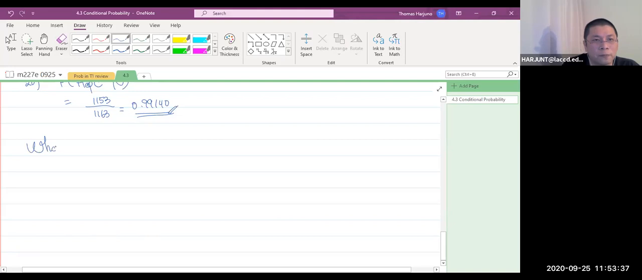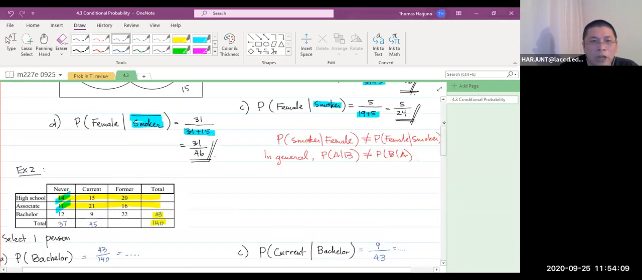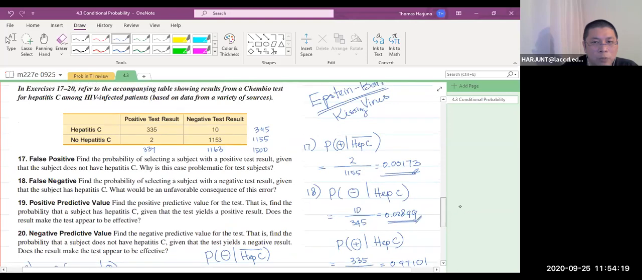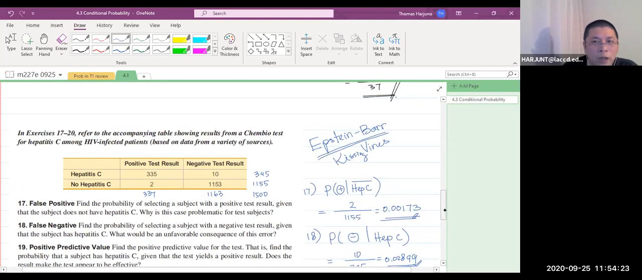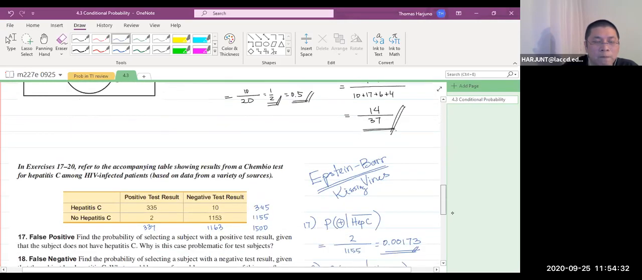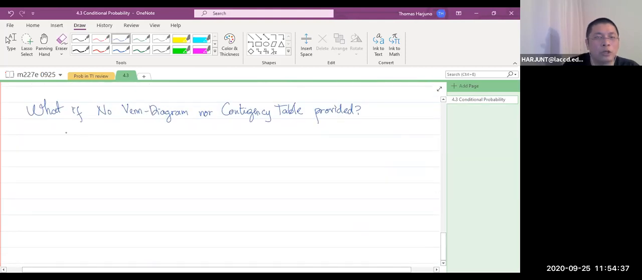Now the theory. What if no Venn diagram nor contingency table is given? Notice that we did all those conditional probabilities above without any formulas. We just looked at the Venn diagram, okay? Contingency table, right? Venn diagram again, contingency table from our textbook. By the way, our textbook seems not to provide Venn diagram cases, but I provided them to you. We have those examples, example 3 and example 1, right? But what if we have neither one of them? Then we use a formula.